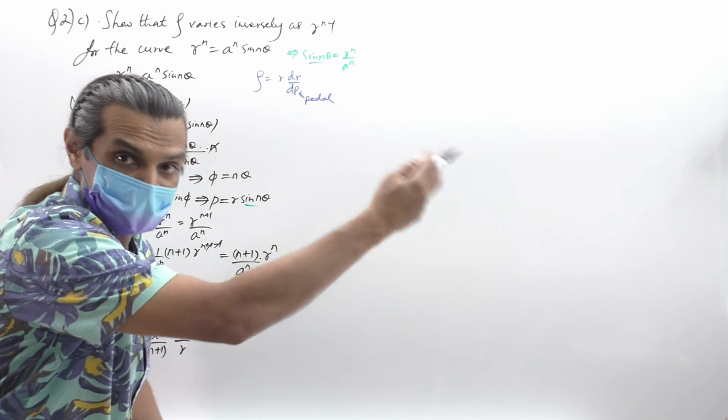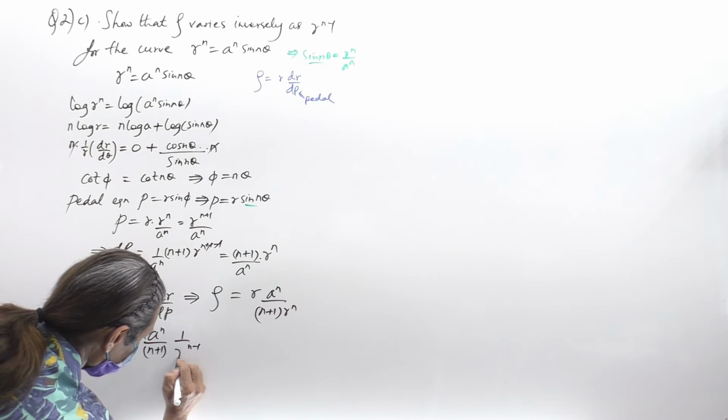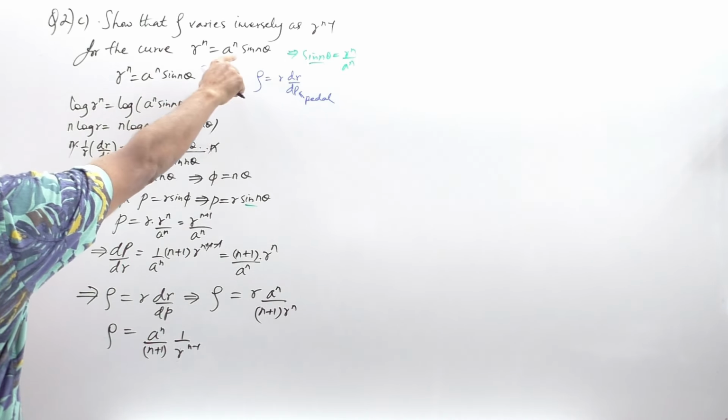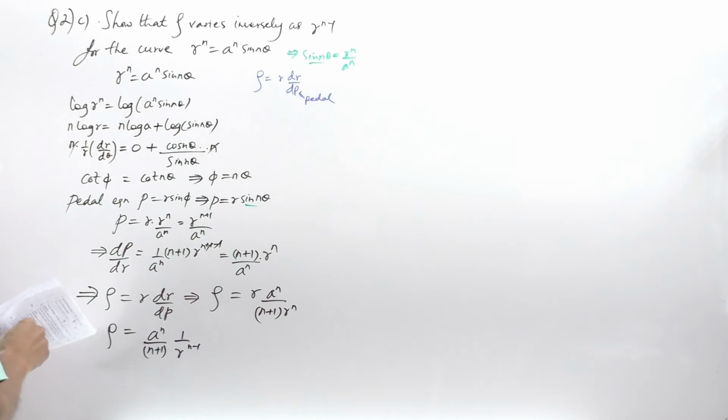When r^1 goes down, it becomes r^(n-1), and that's what they have asked in the question. Where rho varies inversely as r^(n-1). This is what we have. So I'll underline this now.